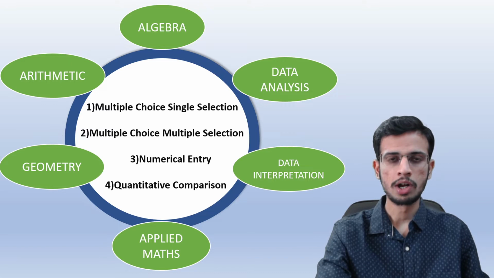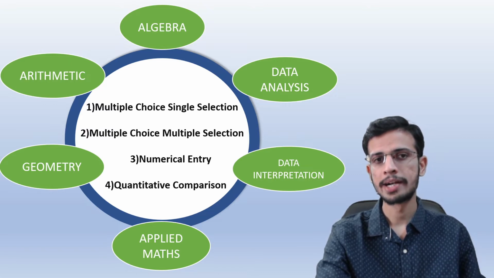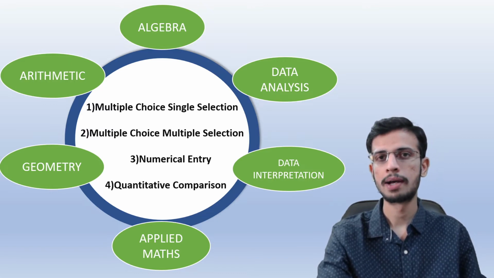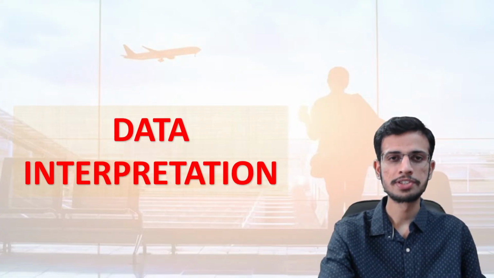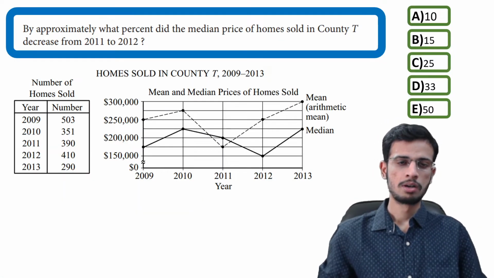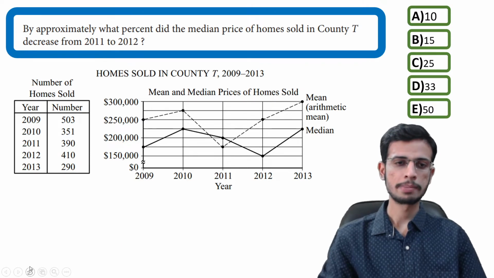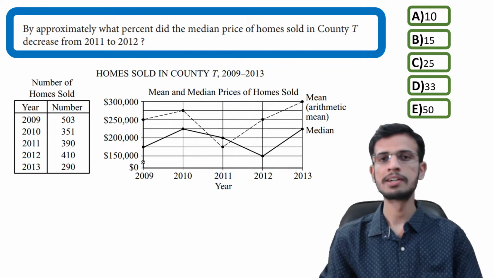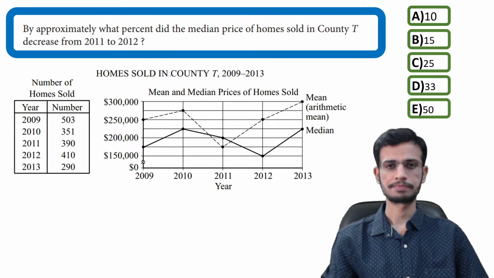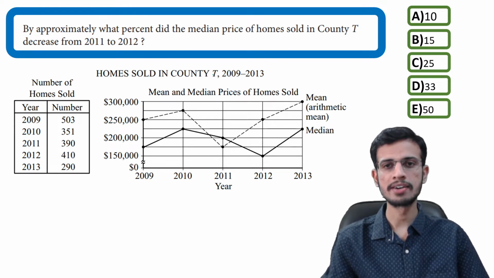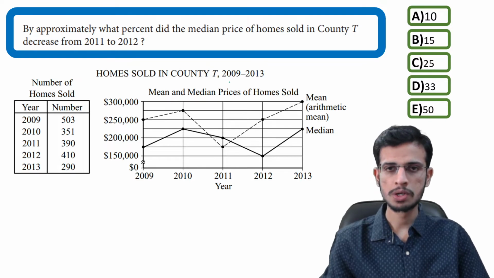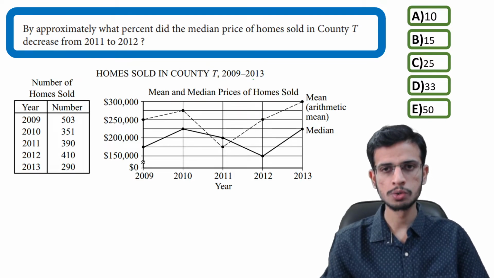So we have covered the algebra portion, the arithmetic part, the geometry part, the applied math part, and now we are discussing the data interpretation part. Here is our question on screen. There might be one table, there might be one graph, so we have to read the data given to us in the question. What is the title of this data? Homes sold in country T from 2009 to 2013.